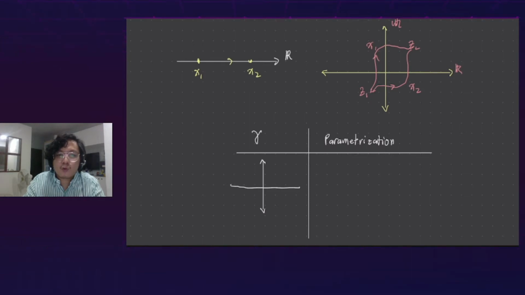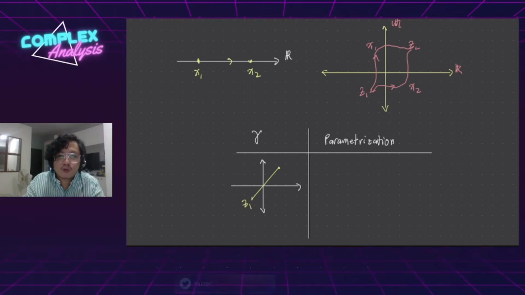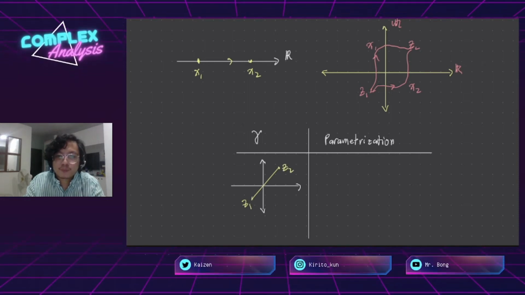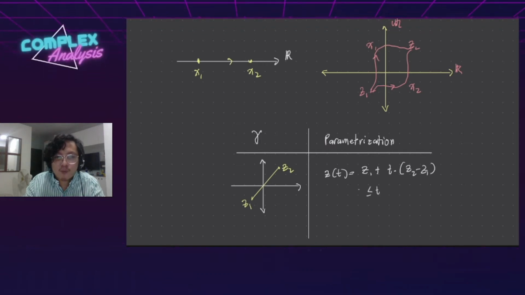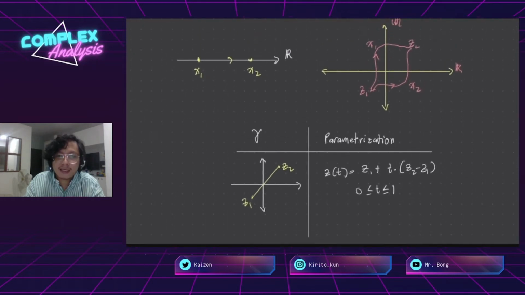So if, for example, you'd like to parameterize the straight line that goes from z1 to z2, then the parameterization is going to be z(t) = z1 + t times (z2 - z1). You will get the starting point, and if you insert t = 1, you will get the endpoint.